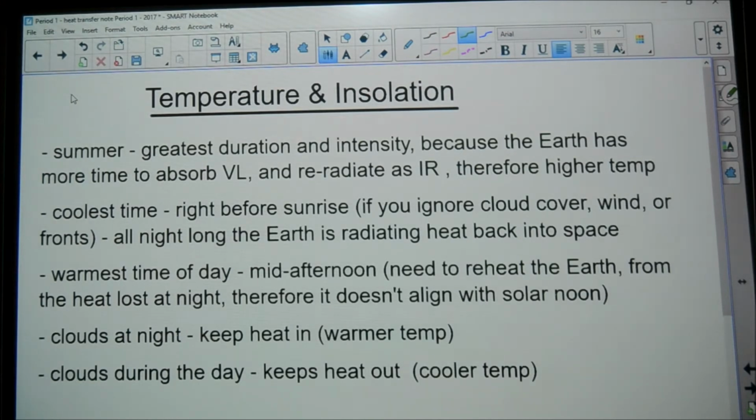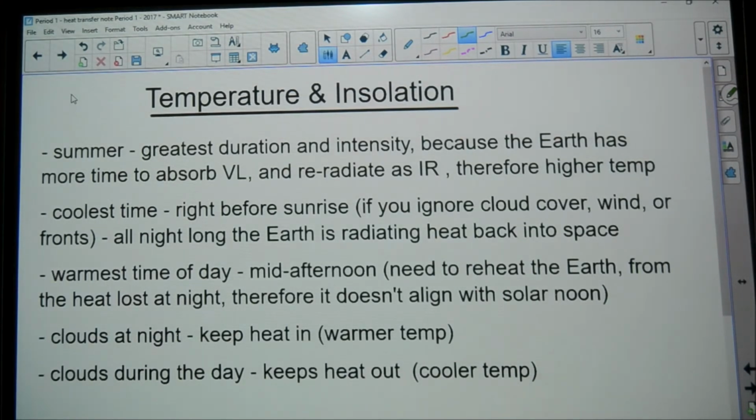All right, so let's think about if I'm not considering cloud cover, wind, or if a cold front or warm front is going through, those little variables. If it's a cloudless night with no fronts going in, my coolest time of the day is right before sunrise. That is because all night long you've been radiating, or giving off, the heat you absorbed during the day. So as you radiate, your temperature drops.